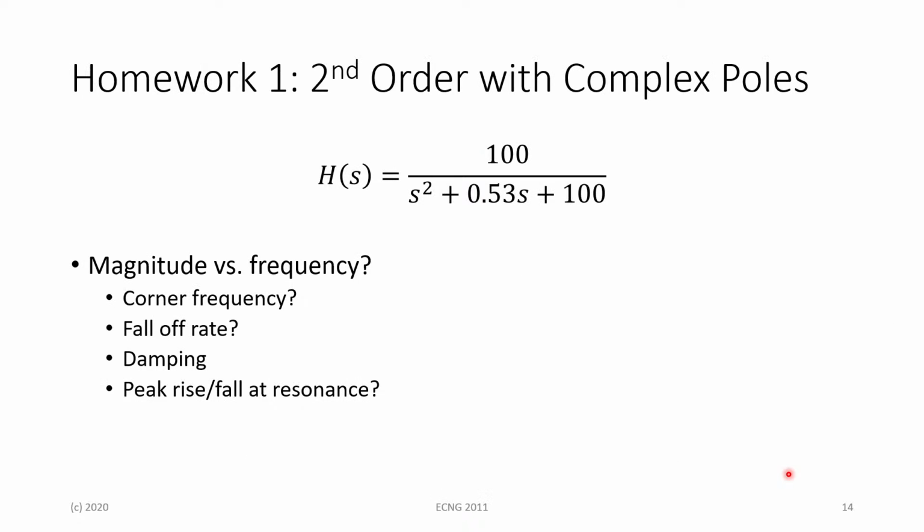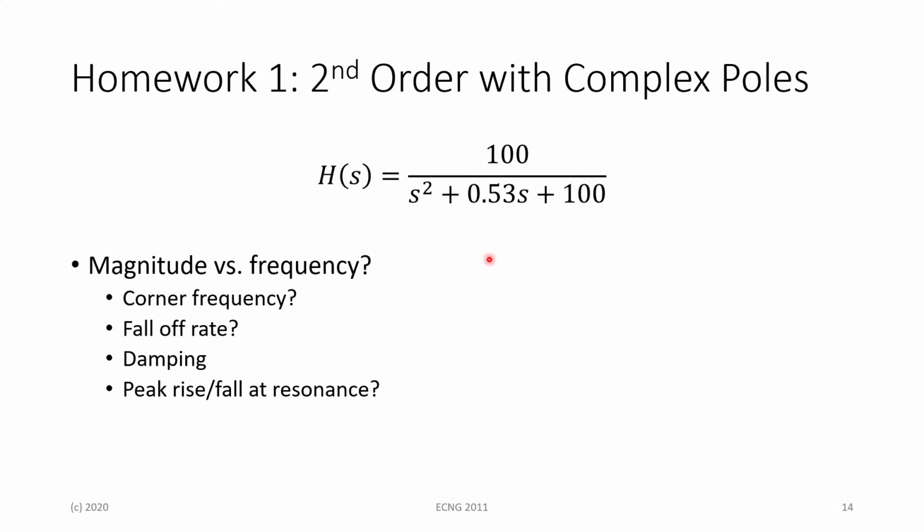Alright, so seeing that we had the resonant frequency equation omega r and the maximum resonance equation Mr, for your homework, I want you guys to obtain the corner frequency, the fall off rate, the damping factor, and the peak rise and fall at resonance. Because this equation here is a second order system, you can map it to the general second order system equation, and you can obtain the values of omega naught, being your natural frequency, and the damping factor zeta immediately.